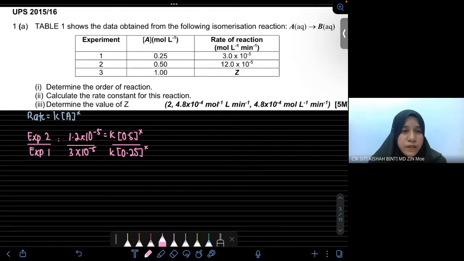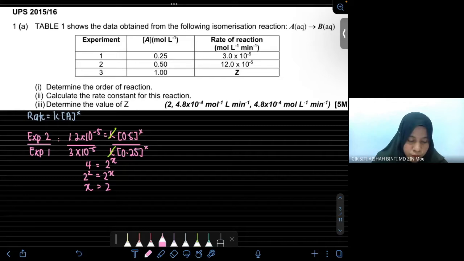Okay. So from here, yang ini kita boleh nampak straightforward lah. So 12 divided by 3, so we do get 4. So 4 is equal to 2^x. Okay, sebab yang ini we cancel out lah. K dengan K ni we do not know the value yet. So from here we know that it's actually 2 to the power of 2 equal to 2^x. So x is equal to 2. So from here we can determine the order of reaction is actually 2.